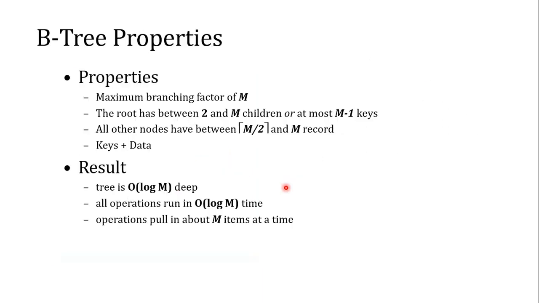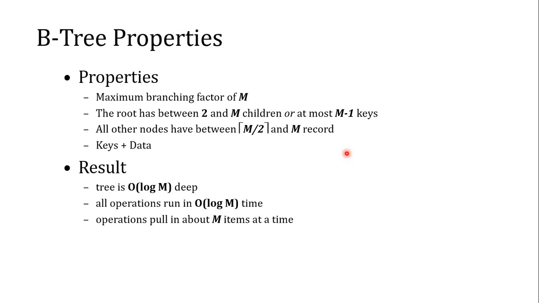So for B tree properties there are some specific rules. The branching factor is always m. The root has between 2 and m children, or at most m-1 keys, so there should be a root.